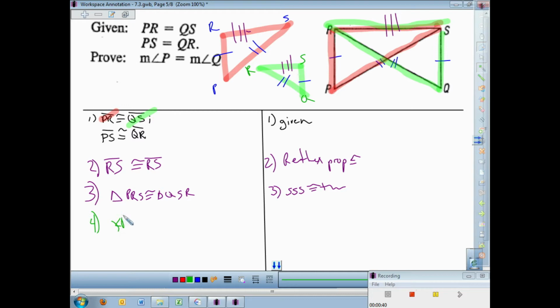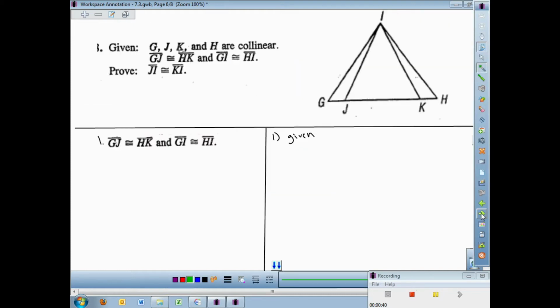Angle P is congruent to angle Q because those are corresponding parts of congruent figures, so they should be congruent to each other. Excellent. Next one, pretty good proof right here. It's a challenger. So let's see what they give me.